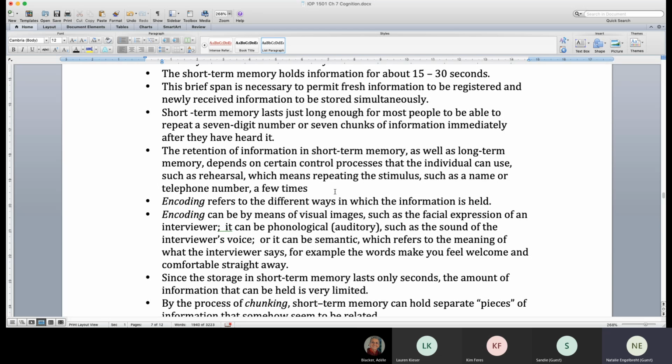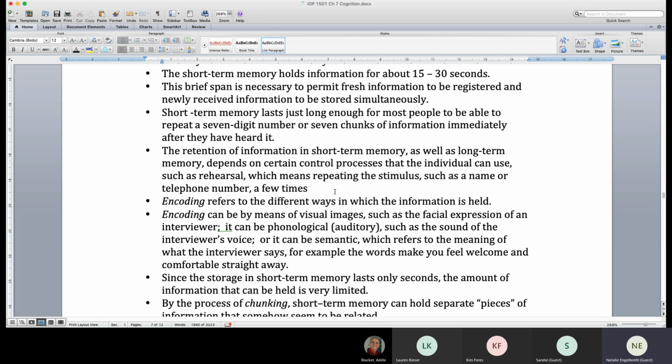or your cell number. Encoding refers to the different ways in which the information is held. Encoding can be by means of visual images, such as the facial expression of an interviewer. It can be phonological, auditory, such as the sound of the interviewer's voice, or it could be semantic, which refers to the meaning of what the interviewer says.